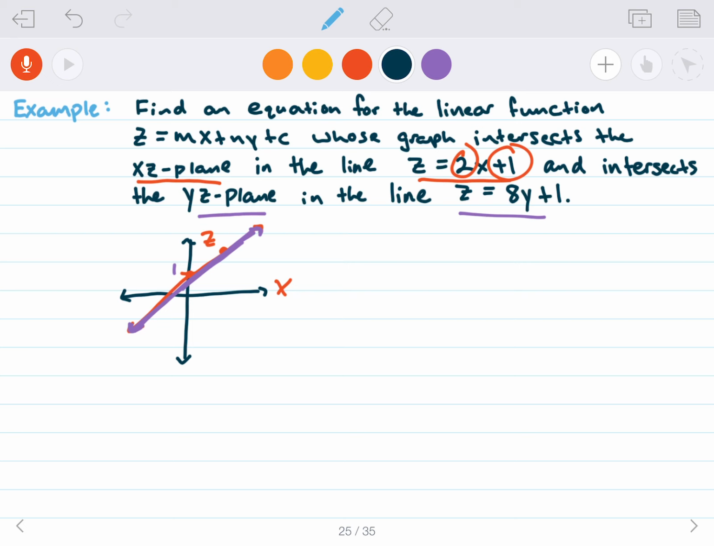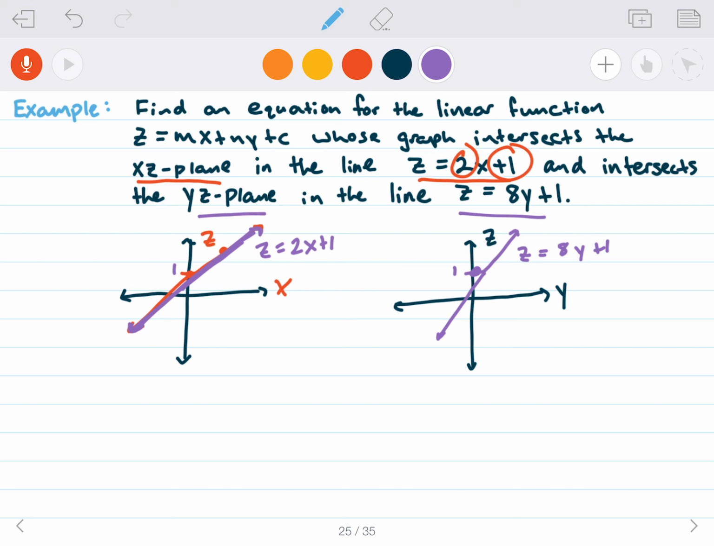Now, what about the line in the yz plane? So we have something like this. We have our z-axis again, and of course our y-axis is horizontal this time, and the line is 8y plus 1. So again, this guy is intersecting the z-axis at 1, and this time it's going to have a steeper slope. It's going to have a slope of 8. Okay, so maybe it looks something like this. So this is the line z equals 8y plus 1. And this is the line z equals 2x plus 1.